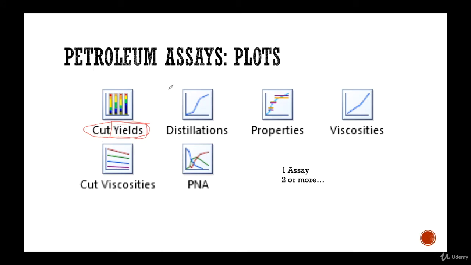We can have distillation curves, which is volume composition versus temperature. We can get any property here versus the given temperature, volume, composition. We can compare viscosity of the crude oils or the viscosity of each cut, and so on. The interesting part is that we can work with one assay or two or more assays. So in this case, we can compare the viscosity of two or three different assays and check out which is the convenient one. Or maybe distillation curves, which is the most convenient one for us.